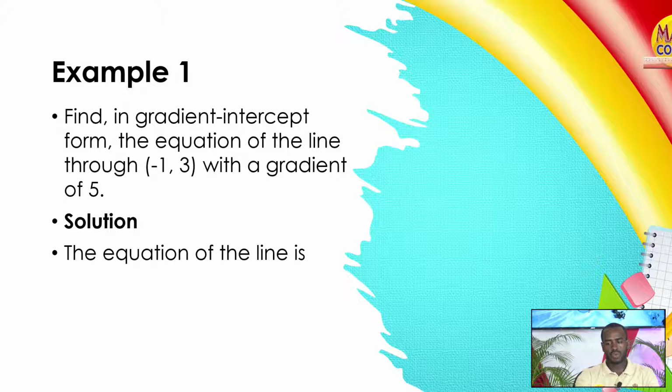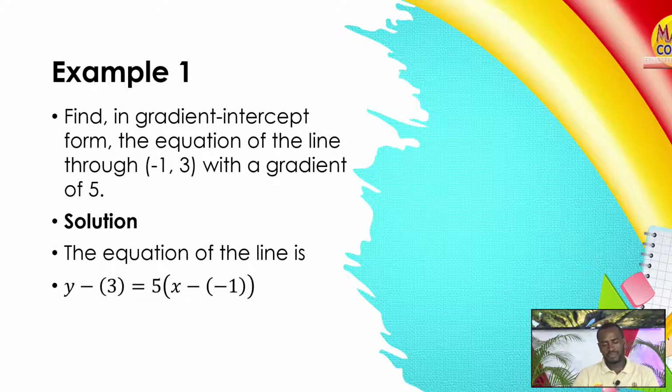So first, we would like to look at our point, which is (-1, 3). You can label this point as x1, y1. And you can utilize the concept that you have just gone through, which is the gradient point form. So, in this case, we have y minus 3 is equal to 5 into x minus -1.